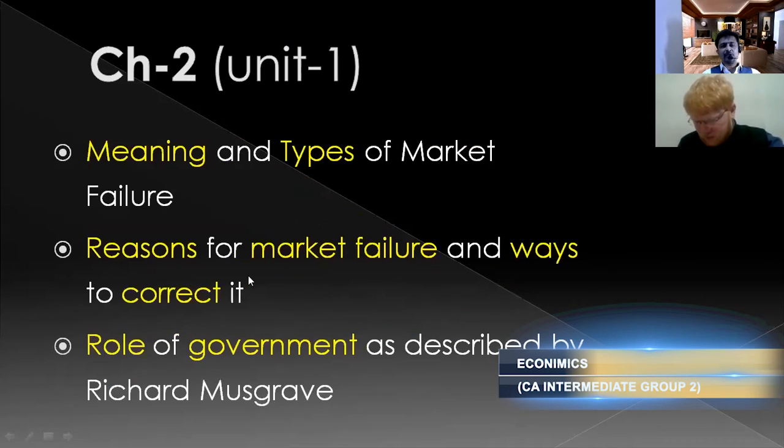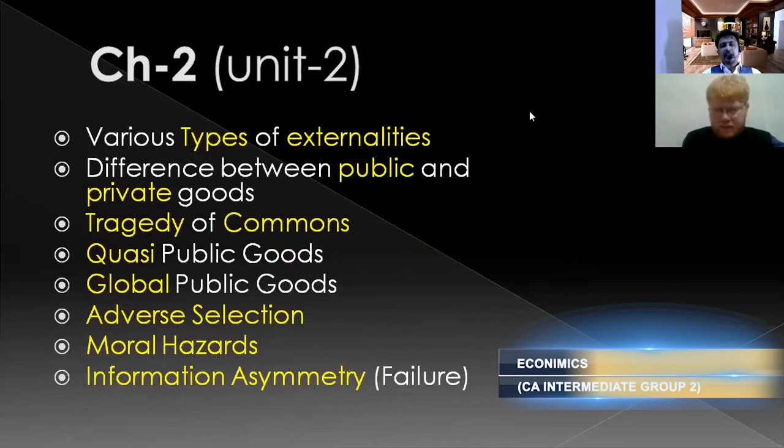The next is chapter number 2. From the first unit of this chapter, the student should study the meaning and types of the market failure, followed by reasons for market failure and the ways to correct it, and finally, the role of government as described by Richard Musgrave. The next unit of the second chapter: various types of externalities, difference between public and private goods, tragedy of commons, quasi-public goods, global public goods, adverse selection, moral hazards, and finally, information asymmetry or information failure.